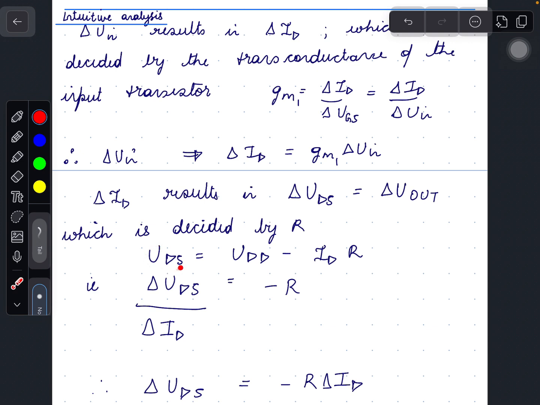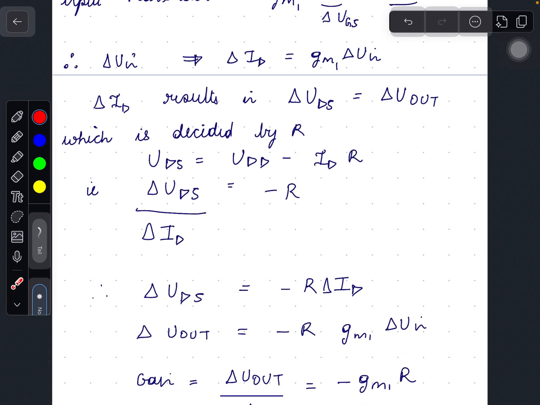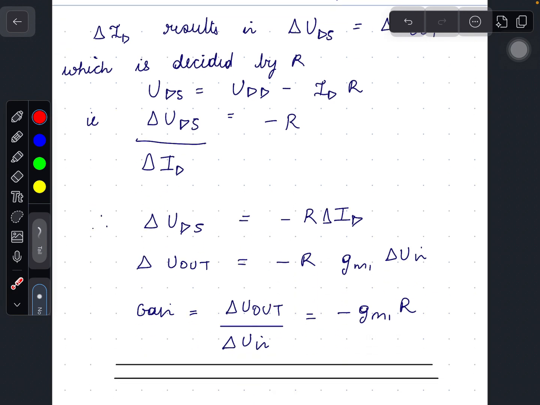From the equation we know that UDS equals UDD minus ID times R. Delta UDS by delta ID equals minus R. So delta UDS equals minus R times delta ID. So change in output voltage equals minus R times delta ID, which we obtained from this equation, and when replaced gives GM1 times delta U in. So gain equals delta U out by delta U in equals minus GM1 times R.